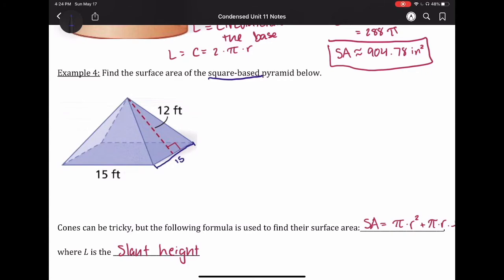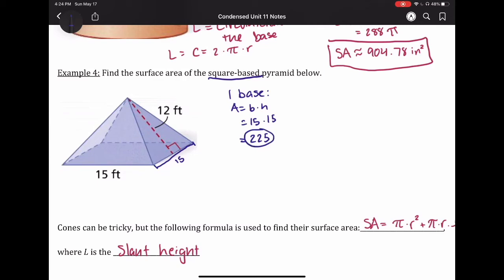So I'm going to go ahead and start with finding the base area. I have one base where it's a square, so area is equal to base times height. Both the base and the height are 15 because it's a square. 15 times 15 is equal to 225, and we'll come back to that number in a little bit.